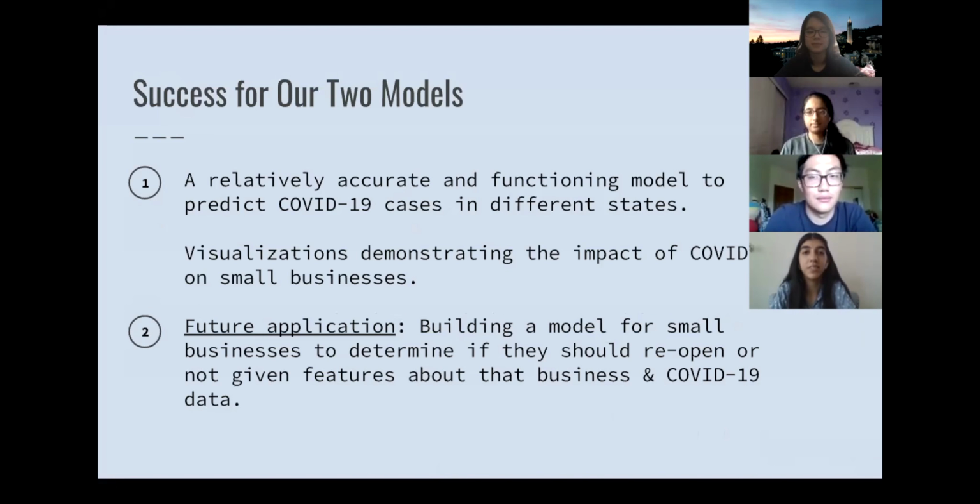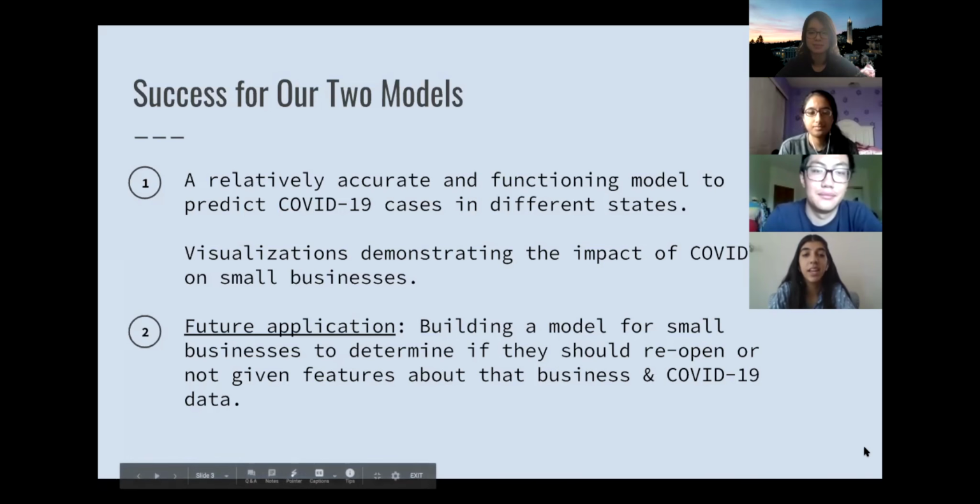So we were successful in creating our two models. For the first, we created a relatively accurate and functioning model to predict COVID-19 cases in different states. And for the second, we created visualizations demonstrating the impact COVID-19 has on small businesses. Given more time in the future, we would like to build a model for small businesses to determine if they should reopen or not, given features about that business and COVID-19 data.